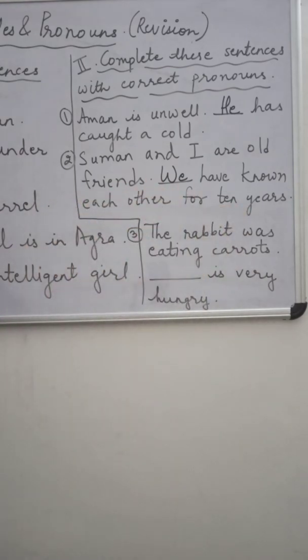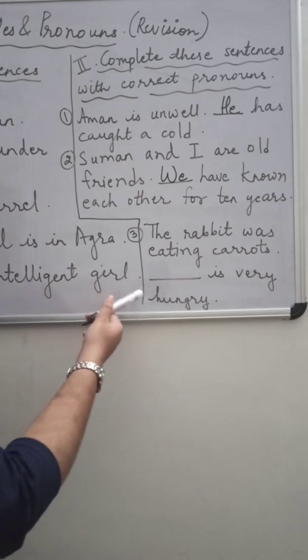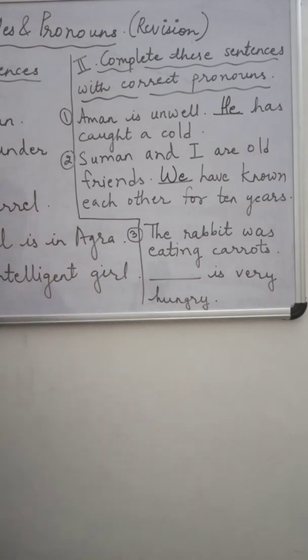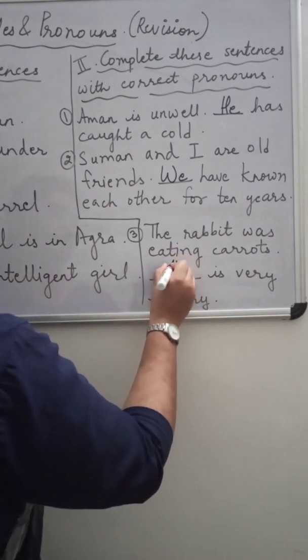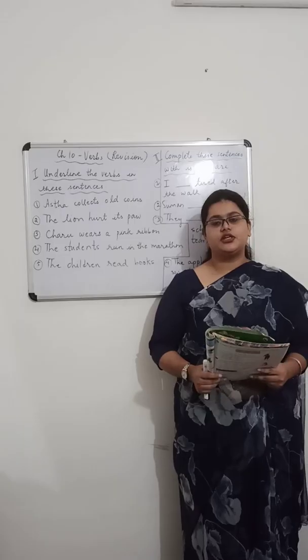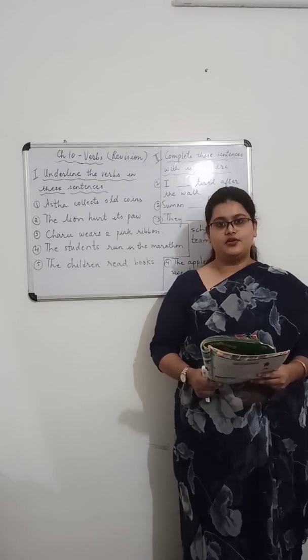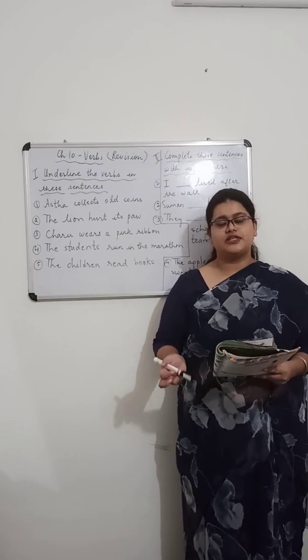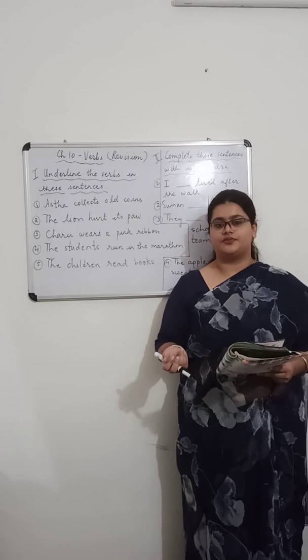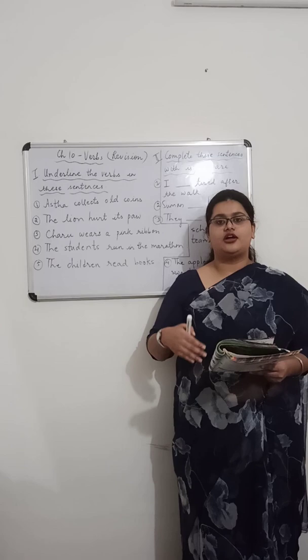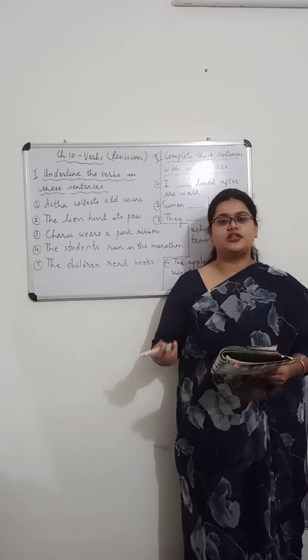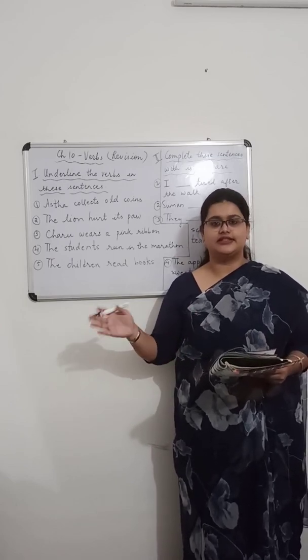Third one. The rabbit was eating carrots. Dash is very hungry. Now here we are talking about the rabbit. And for animals, we use which pronoun? We use the pronoun it. So here you write it. Children, now let us revise chapter number 10, verbs. What are verbs? Action words are known as verbs, or you can also say verbs are doing words. Verbs are those words that tell us what an animal, person or a thing does.